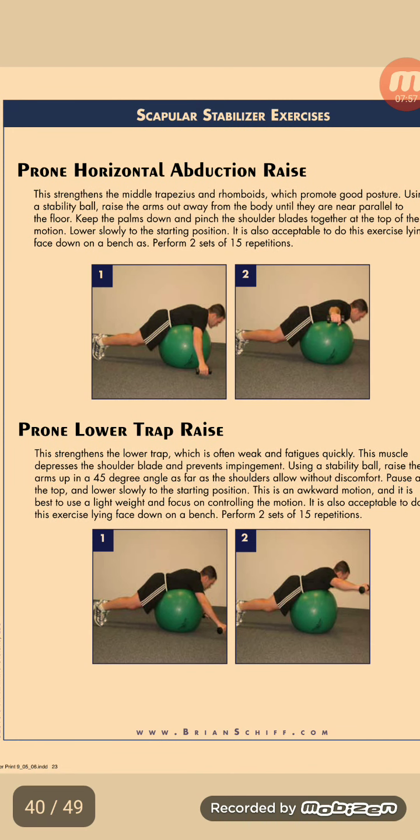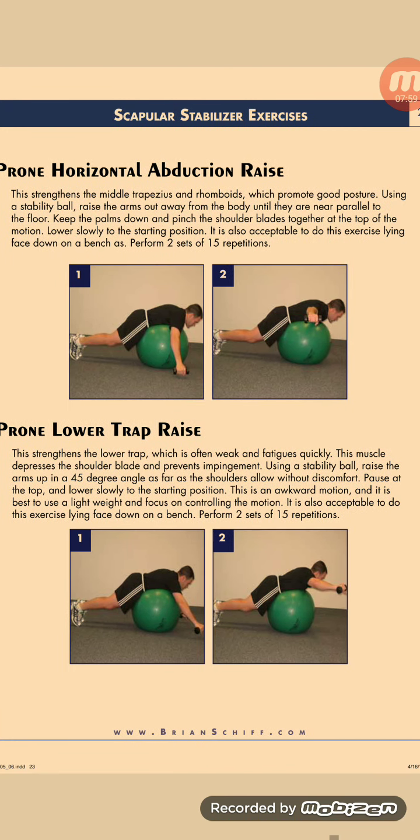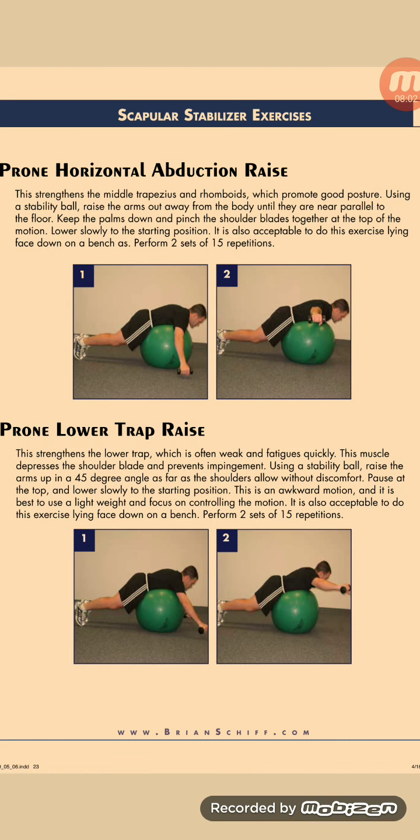Prone horizontal abduction raise. This strengthens the middle trapezius and rhomboids, which promote good posture. Using a stability ball, raise the arms out away from the body until they are near parallel to the floor. Keep the palms down and pinch the shoulder blades together at the top of the motion. Lower slowly to the starting position. It is also acceptable to do this exercise lying face down on a bench. Perform 2 sets of 15 repetitions.